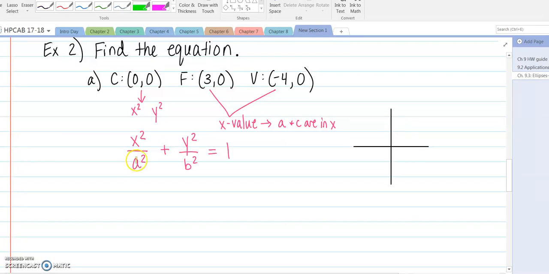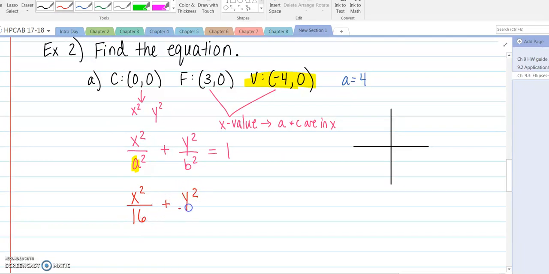A, I should be able to find because that has to do with my vertex. A is the distance the vertex is from the center. Well, my vertex is 4 units from my center. Don't use the negative because it's just a distance, so it's always positive, just 4. And that means my a squared will be 16. So this will turn into x squared divided by 16.